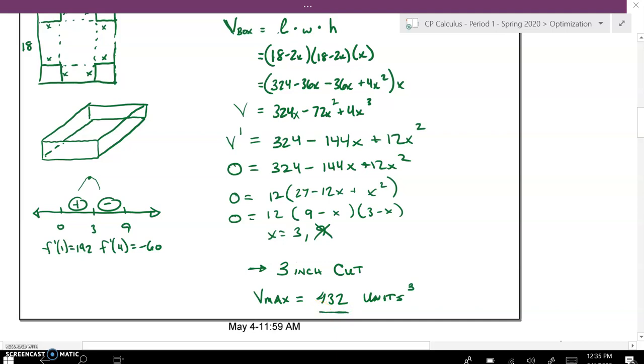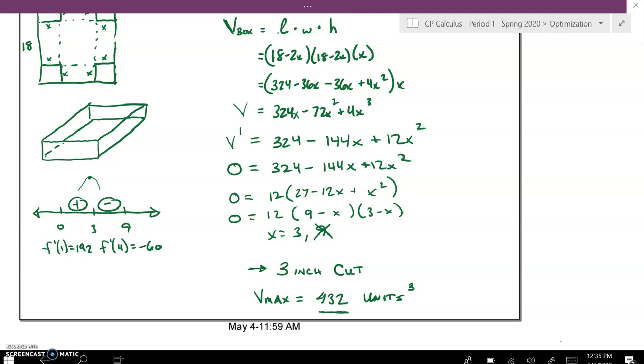You just optimized the amount of space, you maximized the amount of volume in that box given the constraint of an 18 by 18 piece of cardboard. Okay, it doesn't have to be an 18 by 18 square, it can be anything. You can use this same process to figure out, no matter what size piece of cardboard you have, the cut that's going to be needed from either side to maximize my volume.